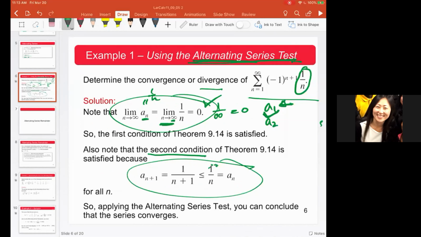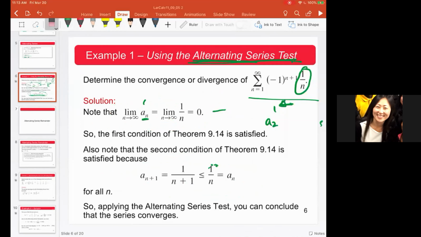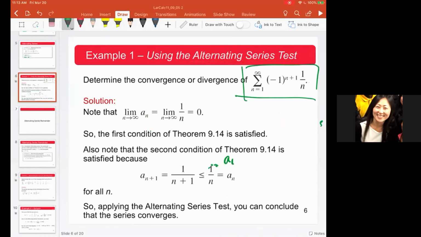Okay, Dr. Harris, could you work through that second one again? Okay, the second one right here, this is the second condition, right? The second condition says, make sure that your first term is bigger than your second term. That's what they're saying. So this is my series. So plug in two numbers. Just find A1 and find A2.